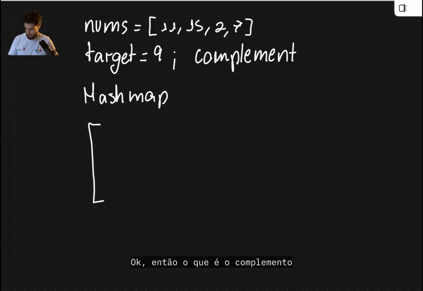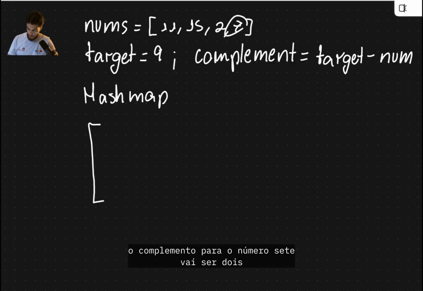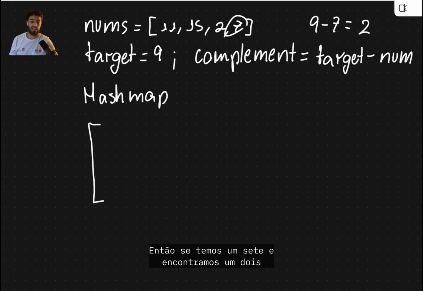Okay, and what is the complement? The complement is going to be equal to the target minus the number we are trying to find. So let me give you an example. For the number 7, the complement is going to be 2, because it's the target, that's 9, minus 7, the number, which is equal to 2. So if we have a 7 and we find a 2, it means that we found the pair that's going to be our target.